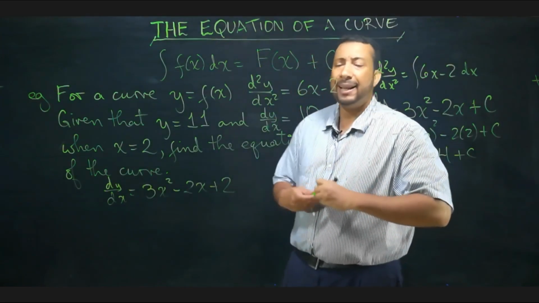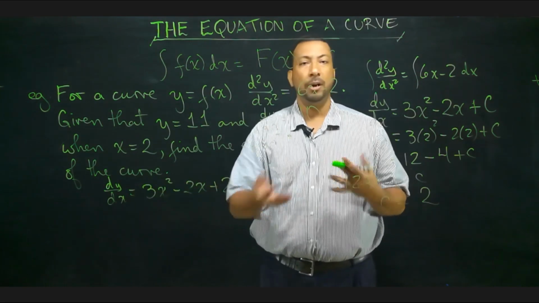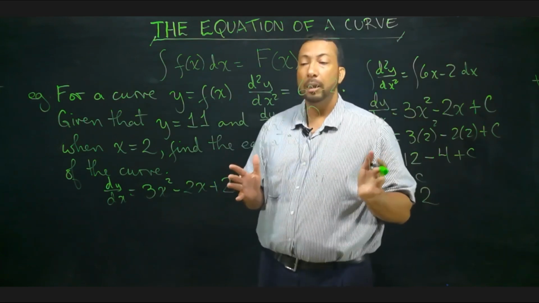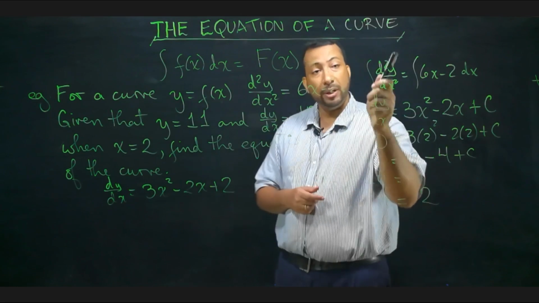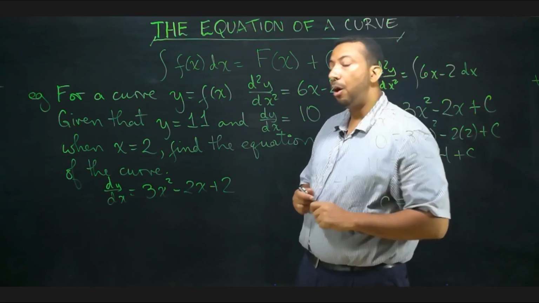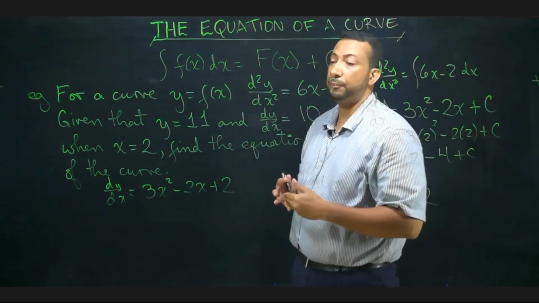How then can I get the equation of the curve? You might want to think, oh, that's the equation of the curve, we're done. We've integrated and we found the value of c. But no, we're not done yet. We have to integrate a second time. Because when we integrated the first time, all we got was the gradient function, dy/dx. Now, how can we use the gradient function to find the original function itself?